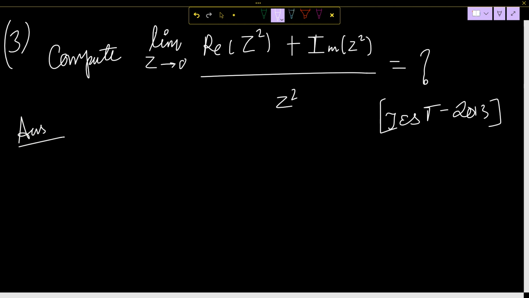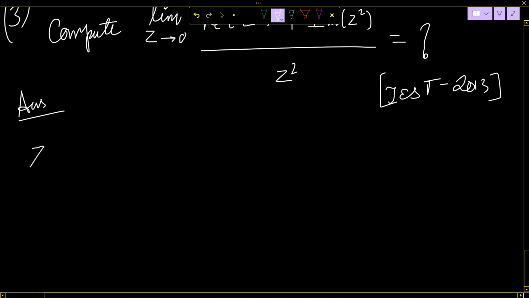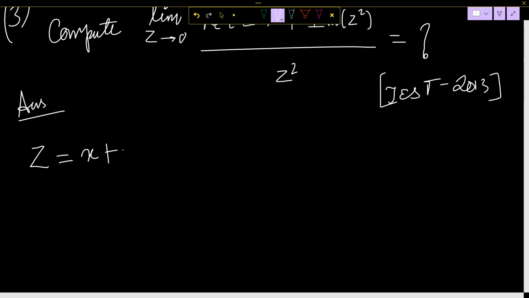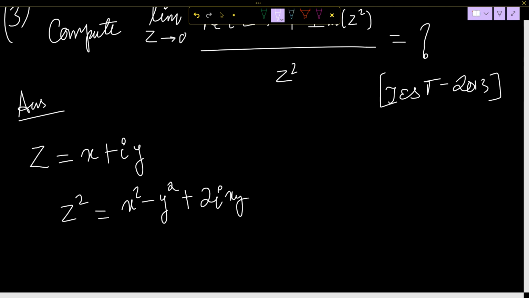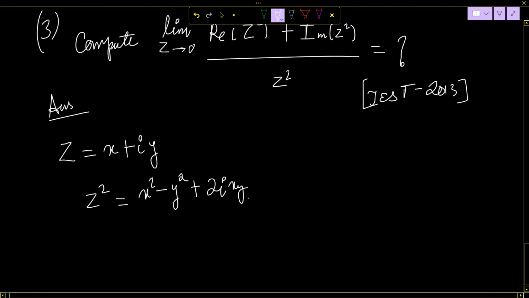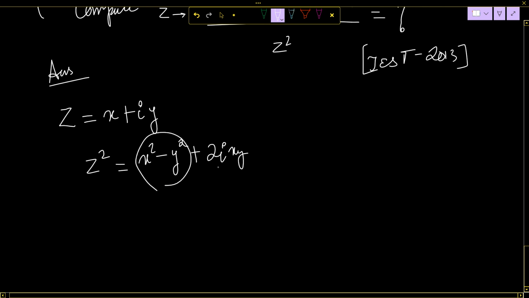Okay, real part of z square, let me write it. Z square is how much? Z is your x plus iy. Right, z is equal to x plus iy. Z square is how much? Z square is x square minus y square plus 2ixy, isn't it? This is your z square. Alright. So, real part of z square is x square minus y square. Imaginary part of z square is 2xy, isn't it?